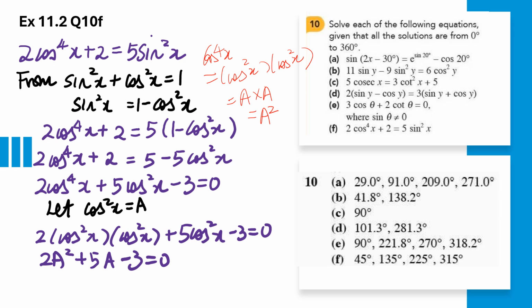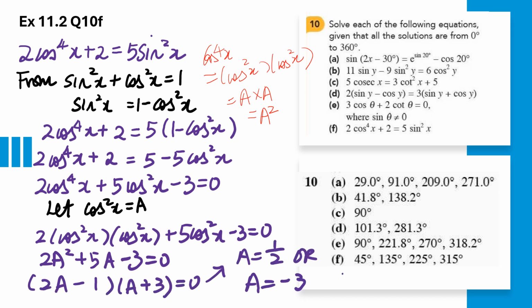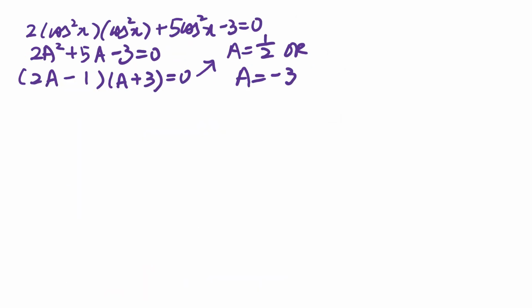Yeah, so that looks familiar to you, right? It's something you have done before, and you can just factorize it to get a equals half or a equals negative 3. Okay, and this is what we have earlier on: a equals half or a equals negative 3. But a is a substituted value for cosine squared x.